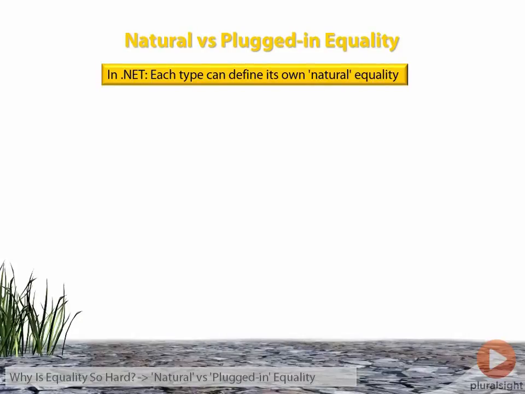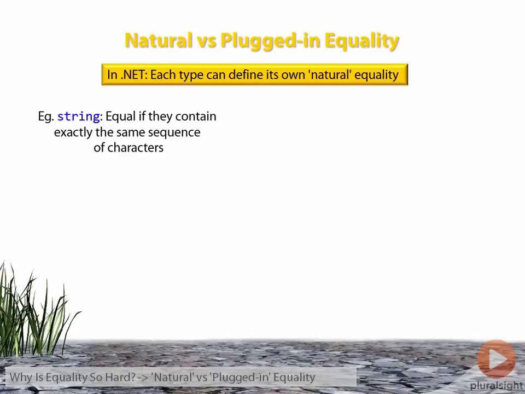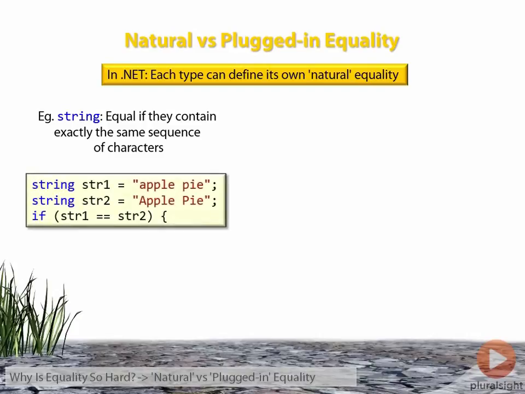The way .NET deals with the issue of multiple meanings of equality is quite neat. .NET allows each type to specify its own single natural way of measuring equality for that type. So for example, for strings, the natural definition of equality is: do two strings contain exactly the same sequence of characters? That's why this line of code that compares two strings that differ in their case returns false. The strings contain different characters.